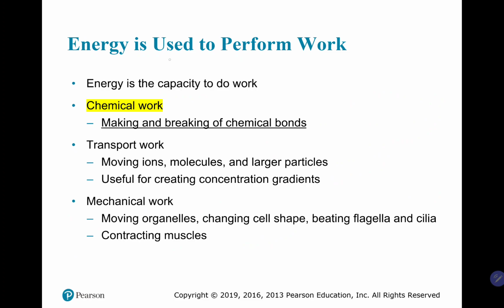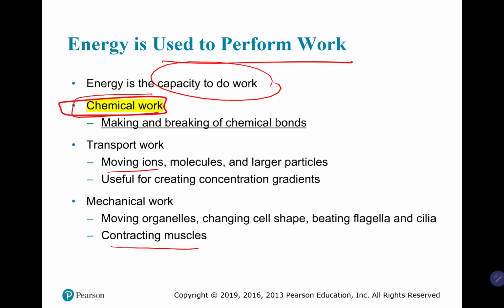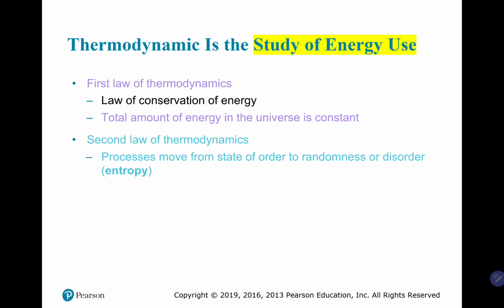Energy is simply used to perform work. Energy is the capacity to do work. And so we have different types of energy. Mechanical energy, like contracting your muscles. Transport energy, moving things, is transporting things. Remember chemical energy. Chemical work is the making and breaking of chemical bonds, okay?